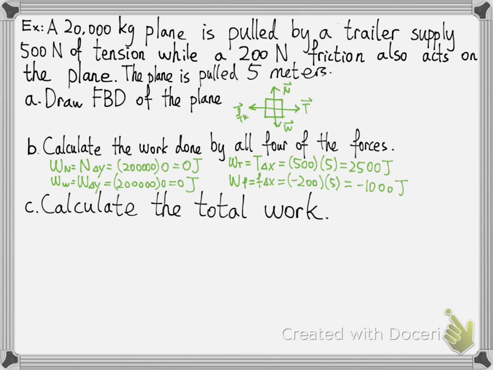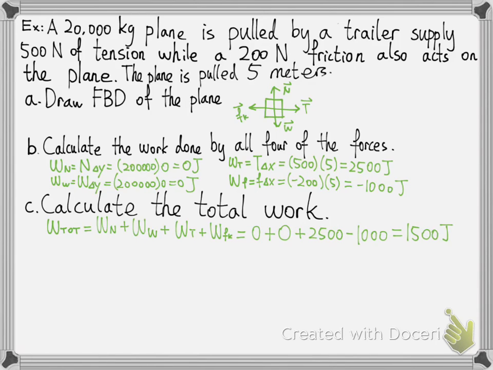Last, you will be asked to calculate the total work. There are two ways to do it. The first way is very simple, just add all of them together, which we get 1500 joules. Another way is to use the net force times delta x, and the net force here is just 500 minus 200, the tension force minus the friction force, times the displacement, which is 5 meters, and we get 1500 joules.